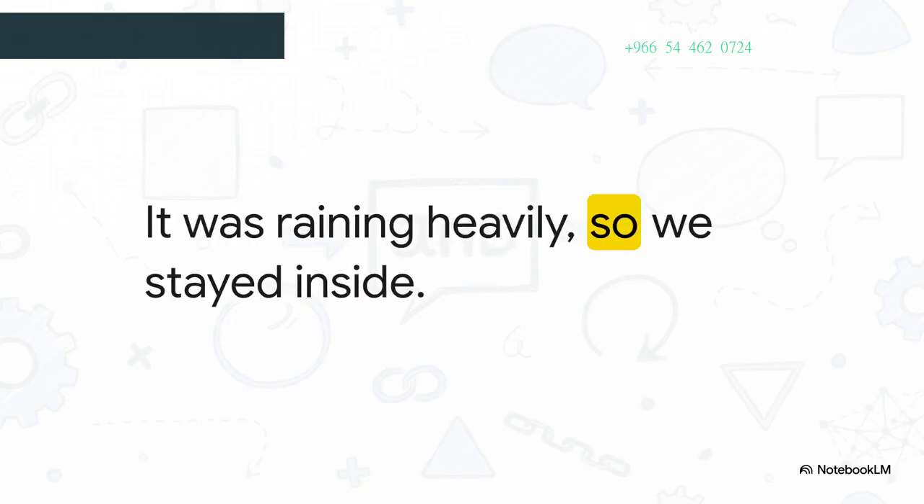Next up is result. When an action directly causes something else to happen, we use so. Look at idea A. It was raining heavily. Well, what was the direct result of all that rain? Idea B. We stayed inside. The heavy rain directly caused that resulting action, which is exactly why so is the perfect bridge to use here.